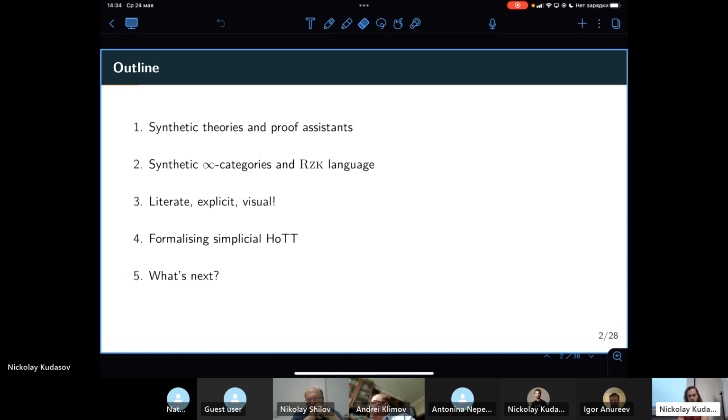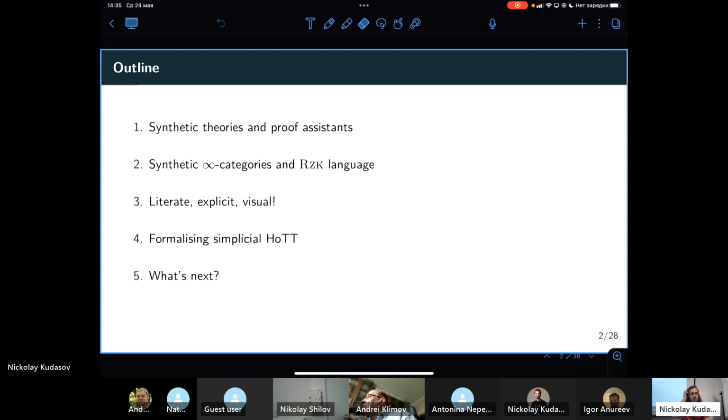And then I'm going to talk a little bit about the synthetic infinity categories, but I'm going to do that immediately in the syntax of the RZK language, so in the syntax that the proof assistant supports. I'm not going to give an entire full tutorial on the language, but I'm going to try and cover the most important basics from my perspective.